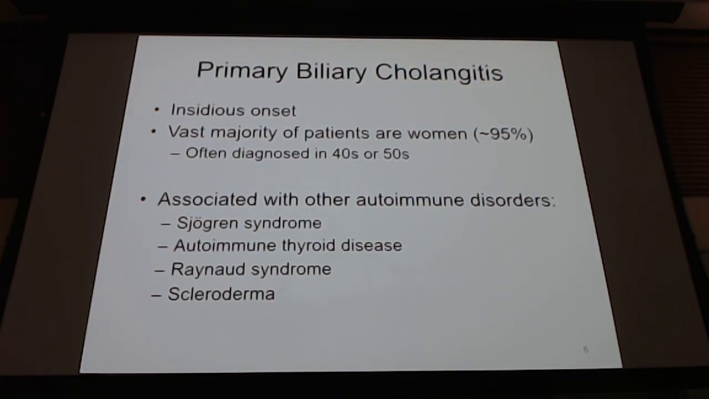Versus this, it has an insidious onset. This is a female-predominant disease, unfortunately. The majority are women. Think about that when your patients are coming in, what's common in this population. Usually middle-aged, so we would say 40 to 50. You're going to see this running with other autoimmune diseases.